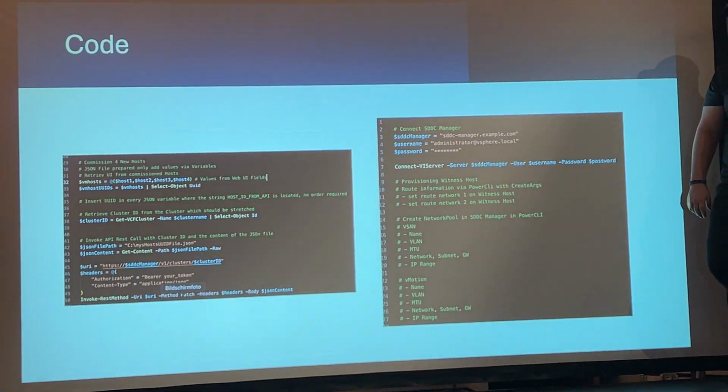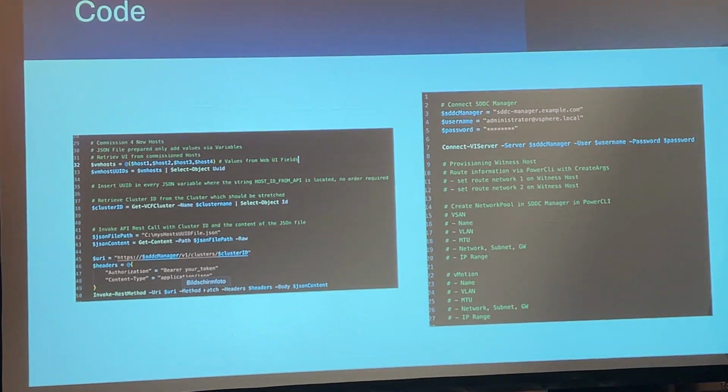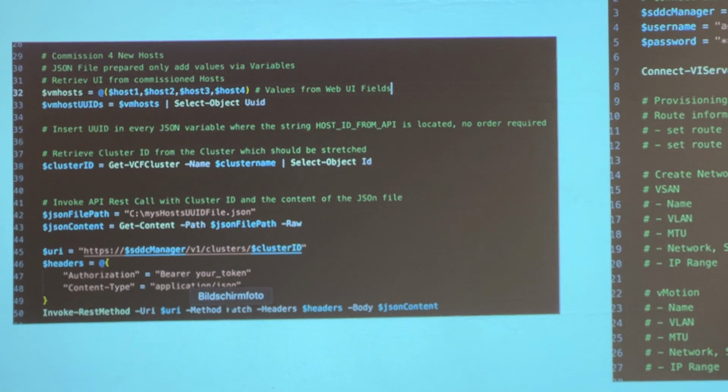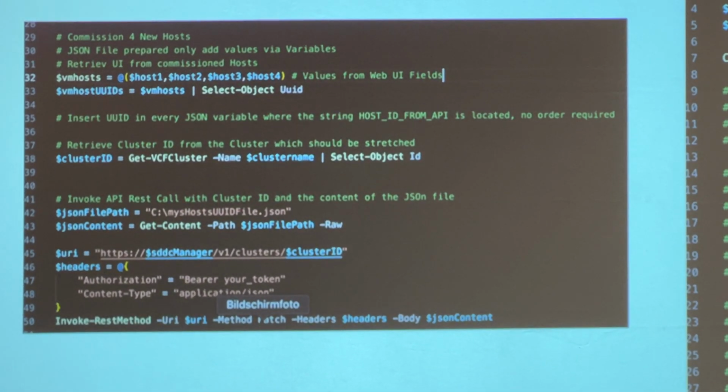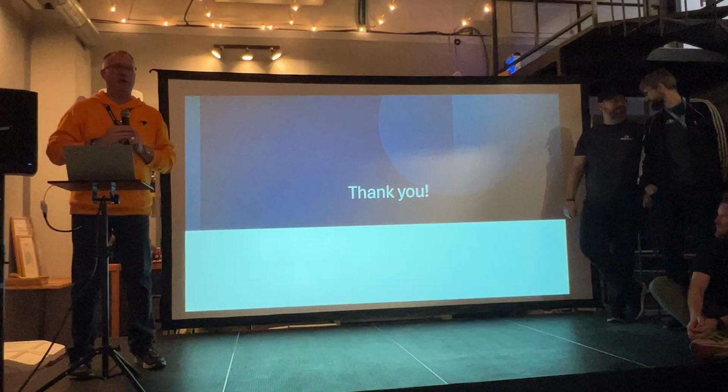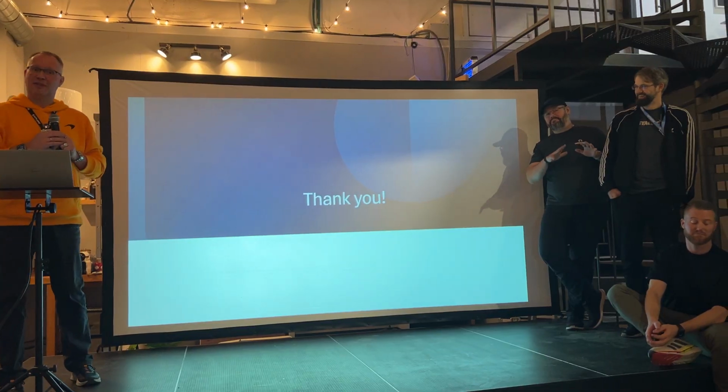We have created some code for generating the network pool information, getting the UUID information, and pasting it into the JSON file, so creating from HTML to JSON. And that's our 5 minutes. Thank you.